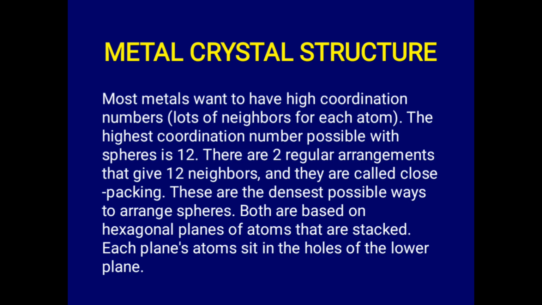The metal crystal structure. Most metals usually want to have a coordination number of 12, and because of this coordination number, there are 2 possible regular arrangements for metals generally, and they are called close packing. This close packing will give us the densest possible ways to arrange metal spheres, because metals have high density. Both of them are based on hexagonal planes of atoms that are stacked.